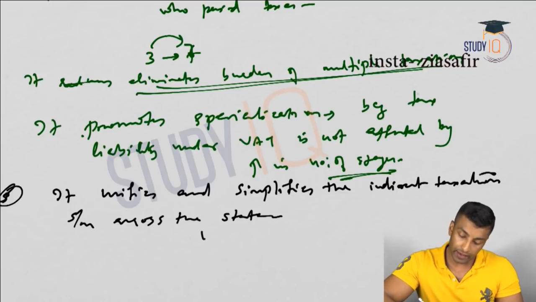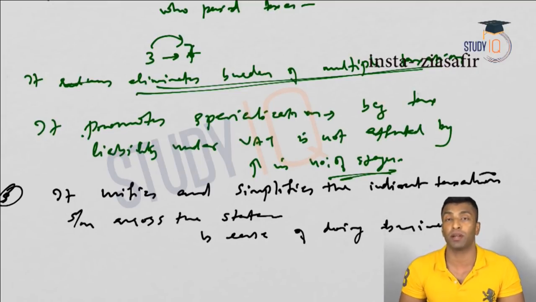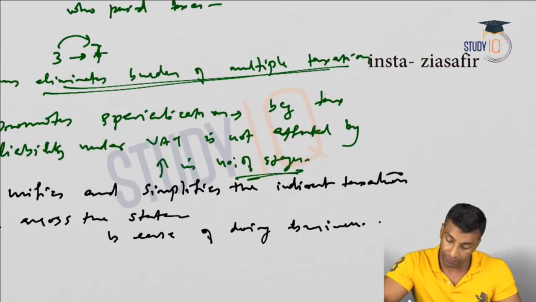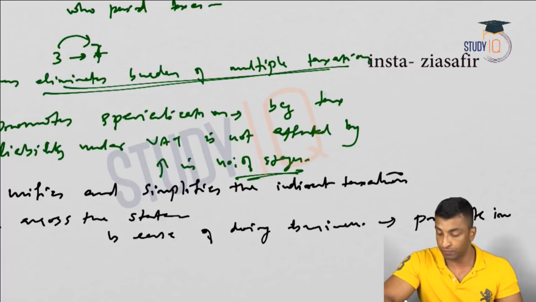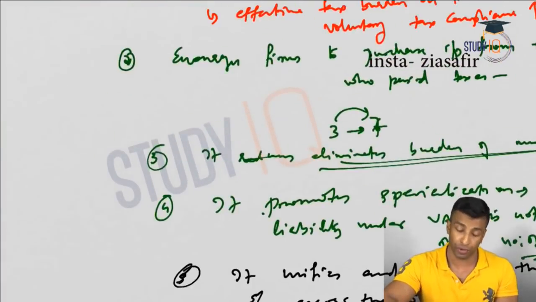So we can write here it will improve ease of doing business. Ease of doing business, that is another advantage. We are talking about advantages, so whatever possible advantages there are, we can write that. So ease of doing business, which reduces compliance cost and promotes investment. So I hope these are clear for you.